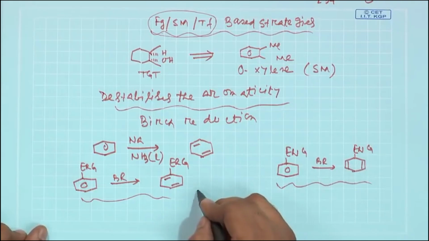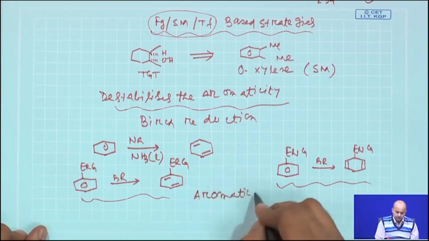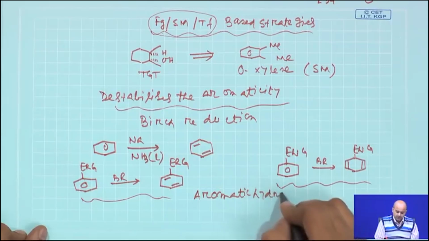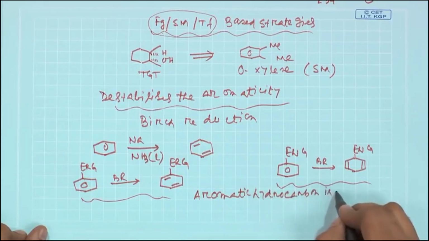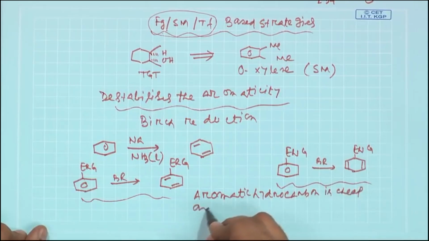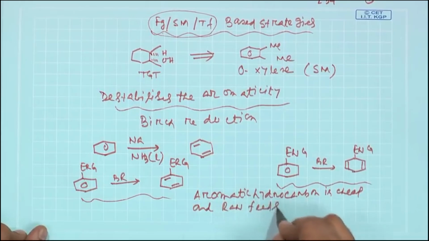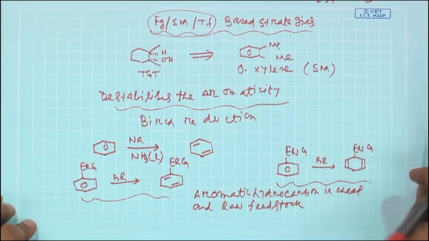Now, aromatic hydrocarbons are very cheap because they are derived from the petroleum industry. They are cheap and raw starting materials, or you can call them raw feedstock. These are absolutely cheap starting materials, so you can often use them as a starting material for your synthetic pathway, depending on the target structure.